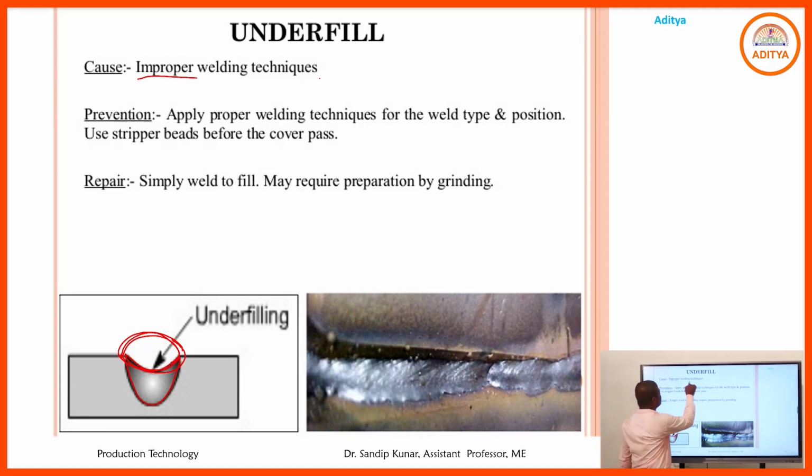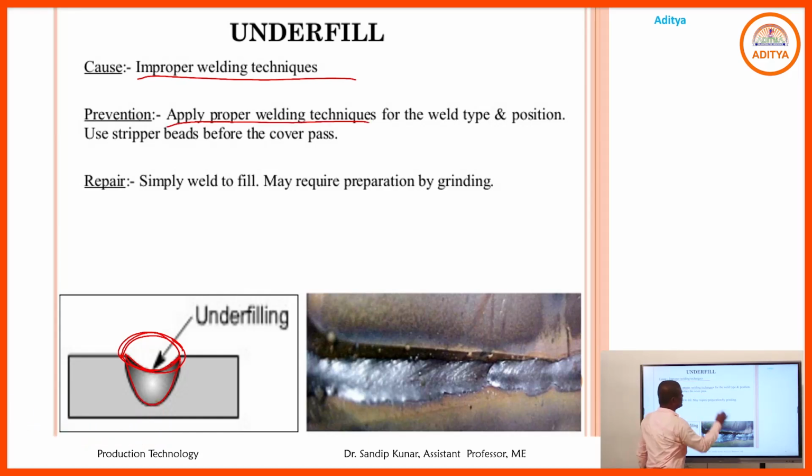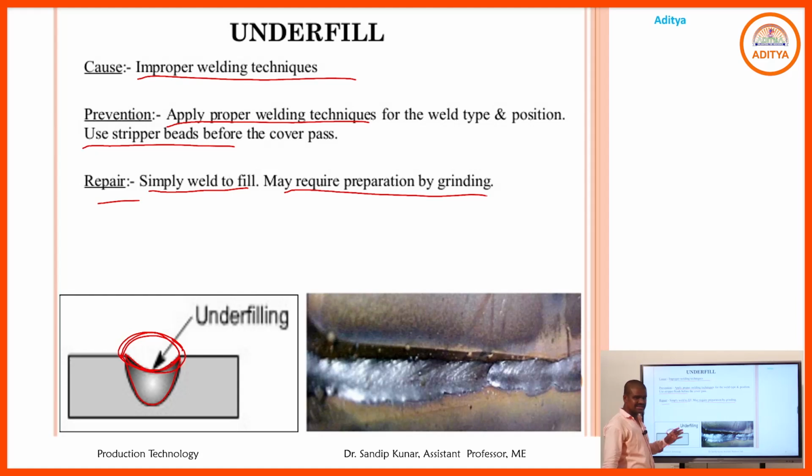What are the causes? Improper welding techniques do not fill up the welding zone properly. How to prevent? Apply proper welding techniques for the weld type. Also, use stringer beads before the cover pass. That is what we use to prevent this particular problem. How to repair? Simply weld to fill, which may require preparation by grinding. Sometimes we simply weld to fill up that space and remove the underfill problem.